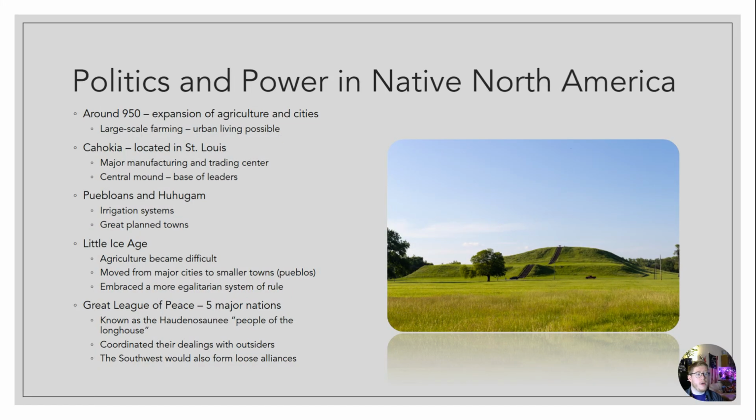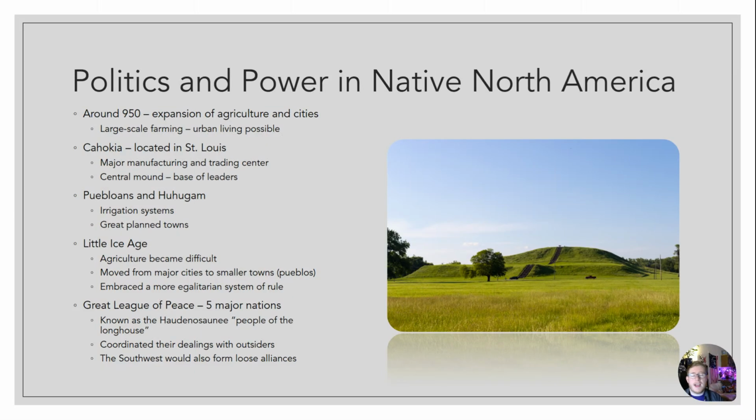The Puebloans and the Hohokam are building irrigation systems in the southwest, and they're building great plant towns. But all this becomes a little bit difficult when we get to the Little Ice Age. Think like the one you see in the movie Ice Age. We have a warming period, and then we have a mini one that comes back. So agriculture becomes more difficult. People move from major cities to smaller towns. These are the pueblos.